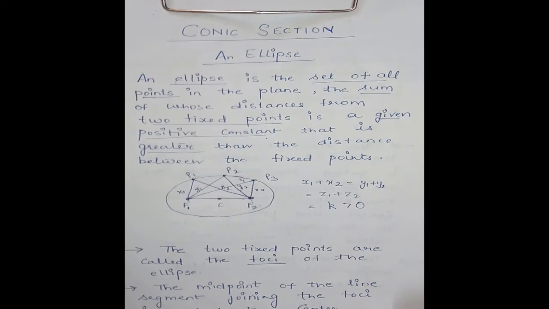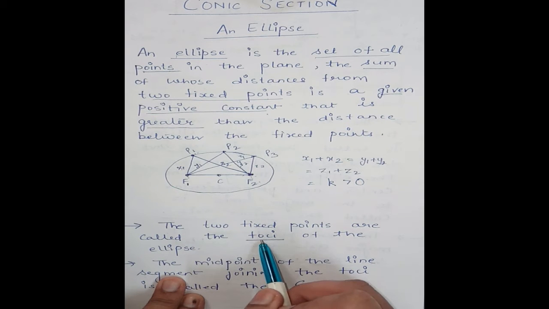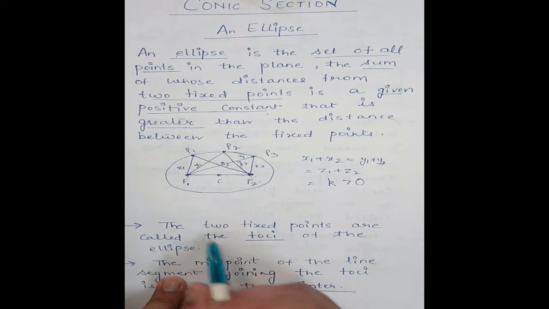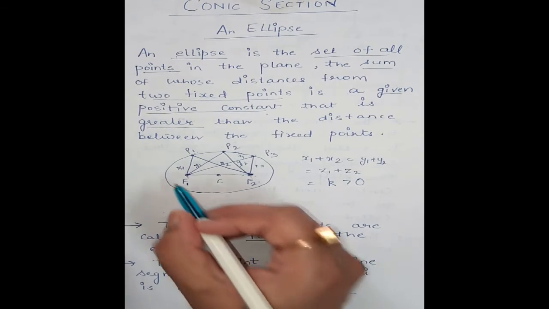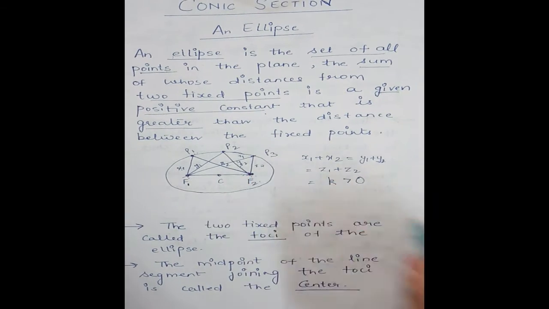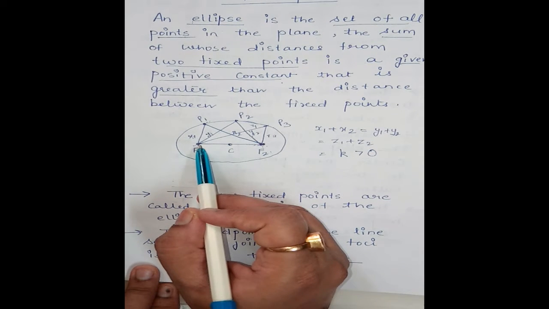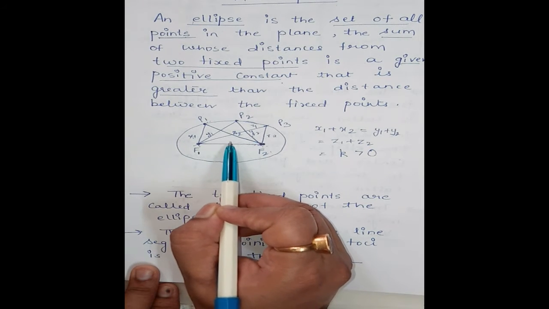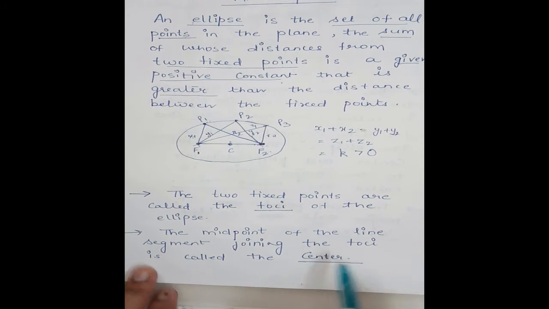Clear? Now, these two fixed points are called the foci of the ellipse. Here we have two focus, so foci. The two fixed points are called the foci of the ellipse. F1 and F2 are the foci. Next is the midpoint of the line segment joining the two foci, which is called the center. The midpoint of the line segment joining the foci is called the center of the ellipse.